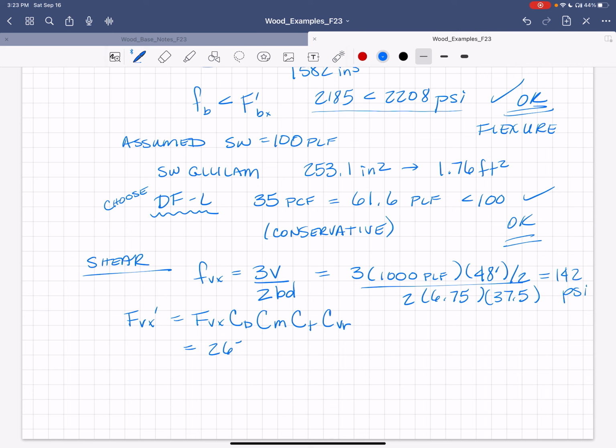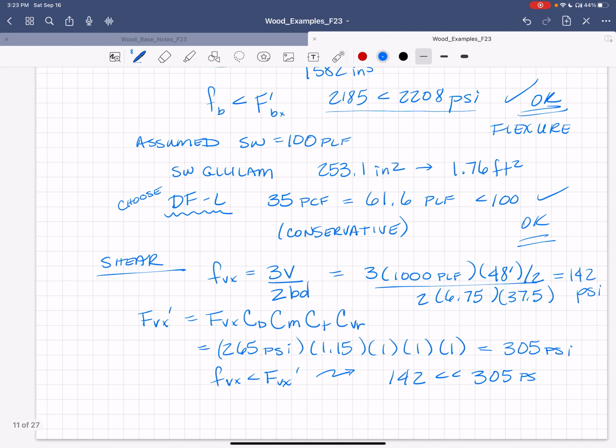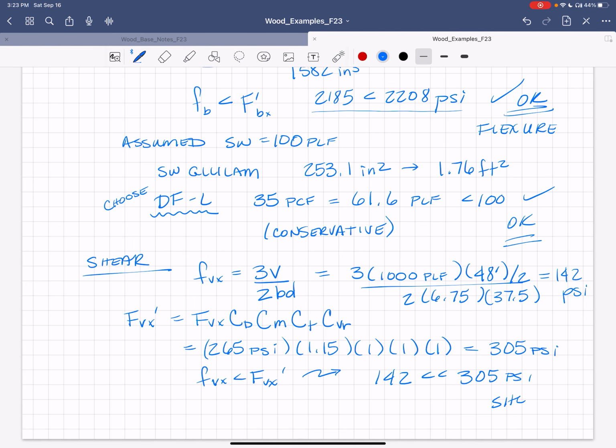Equals 265 if we look that one up. PSI, this is 1.15, 1, 1, 1. So each of those are 1, and I get 305 PSI. Little Vx less than big F sub Vx. I get 142 is much less than 305 PSI. And as usual, shear is not an issue.